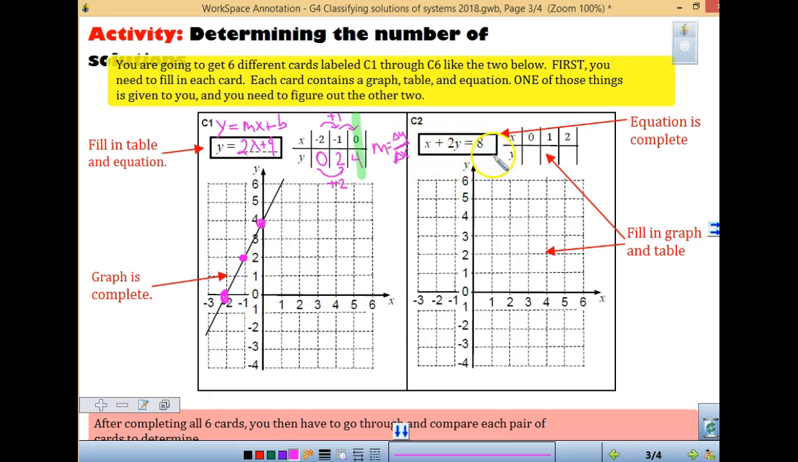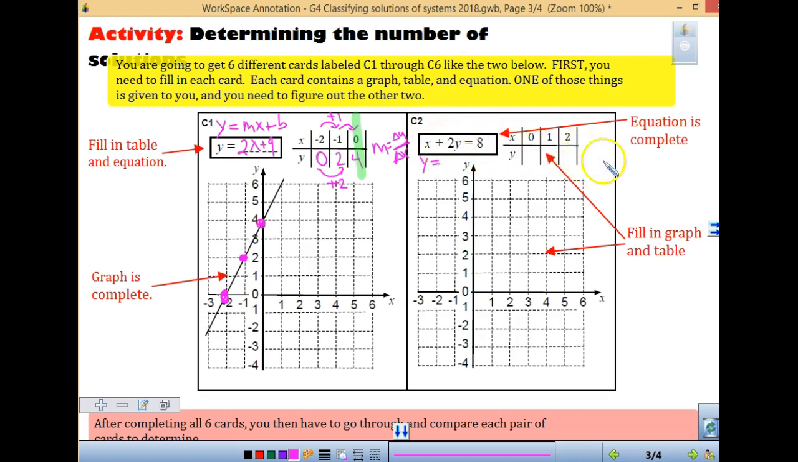This one, they gave you an equation, and you have to fill in both the table and the graph. Now, if you rewrite this equation in slope-intercept form, some of you are going to struggle doing that. So here's another way. You can always rewrite it, and there's going to be room on the back, getting the y by itself. You could do that. But here's the other thing you can do.